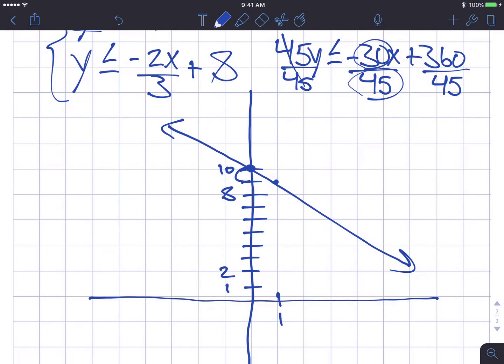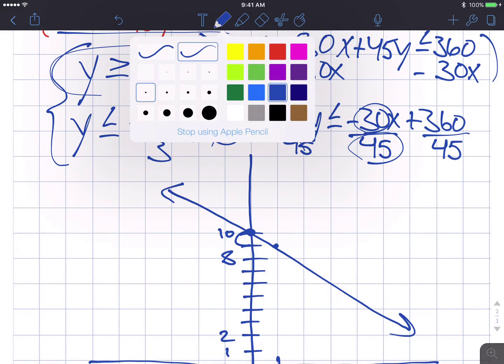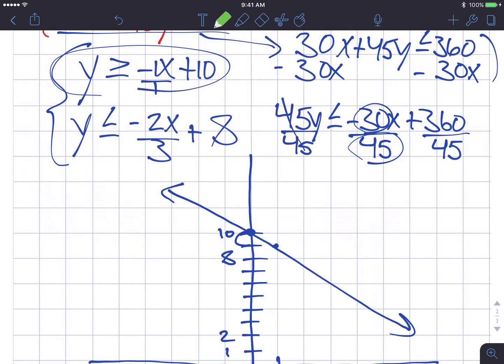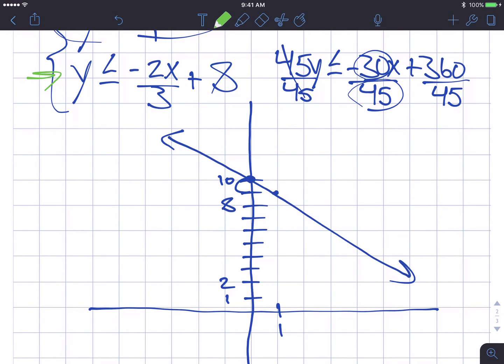Okay? Now for the other one, let's use a different color. We use green right here. We're going to start at 8. And we're going to go down 2. 1, 2. Because it's rise over run. We're going down 2. And we're going to run 3. 1, 2, 3. Perfect right there. And that's also a solid line because of the line under the inequality.